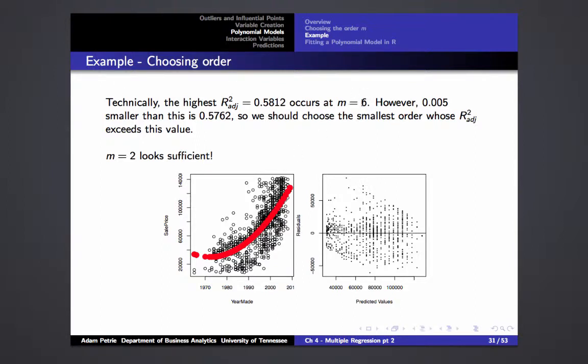I don't need to add in that 6th order polynomial because that makes the model a bit too complex. Sure, it has a slightly higher R squared adjusted, but I'm not really giving up all that much R squared adjusted by going with a vastly simpler model.